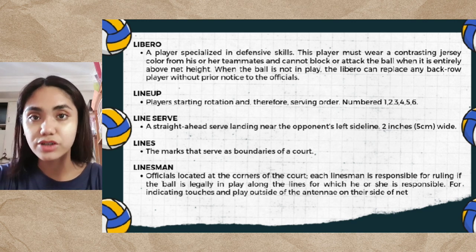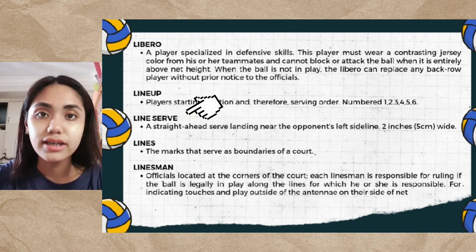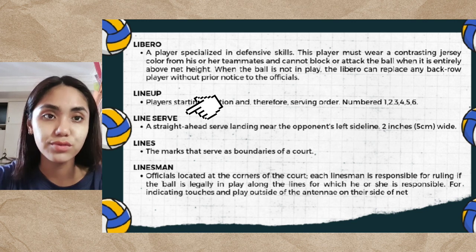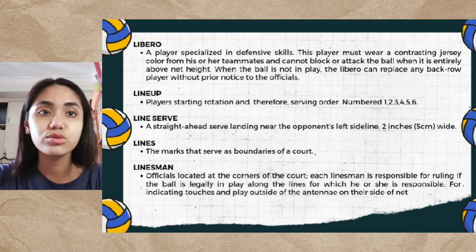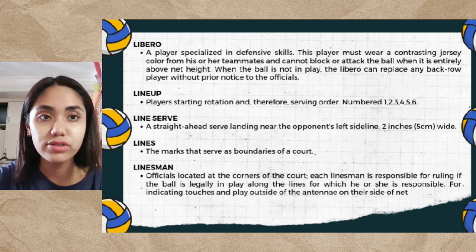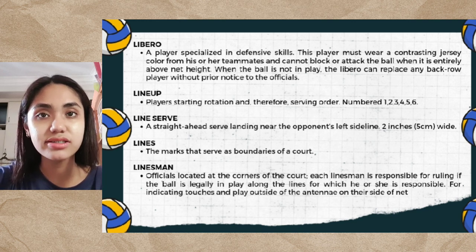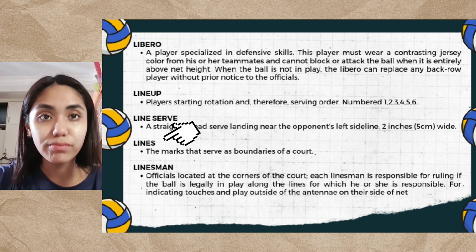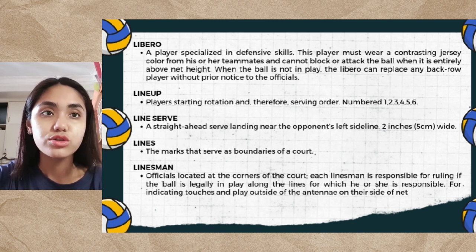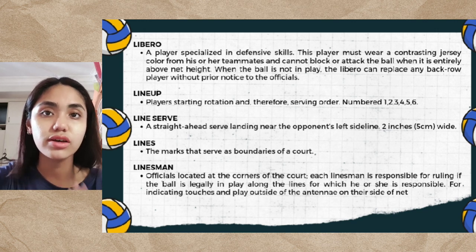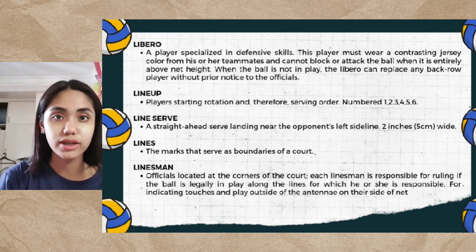Next, line serve. It is a straight ahead serve landing near the opponent's left sideline. Next, we have lines. The marks that serve as boundaries of a court. So, they are 2 inches, or 5 centimeters, wide.